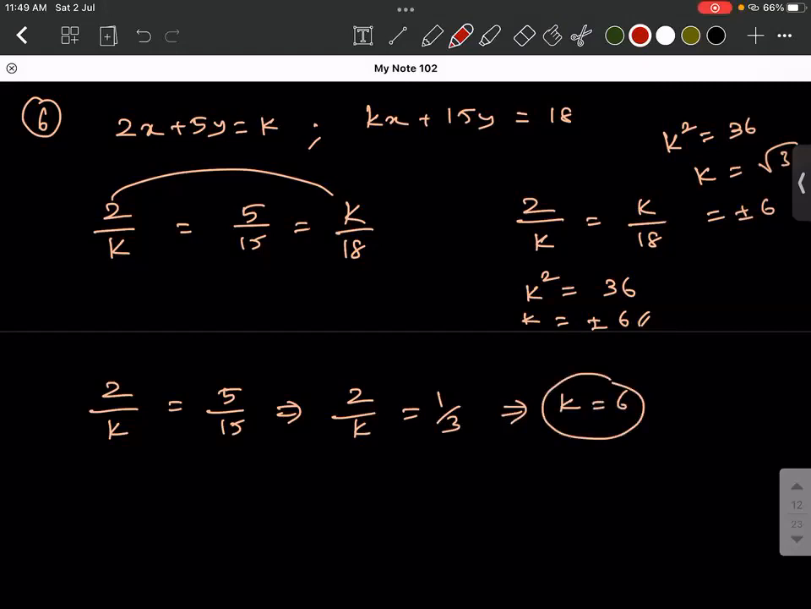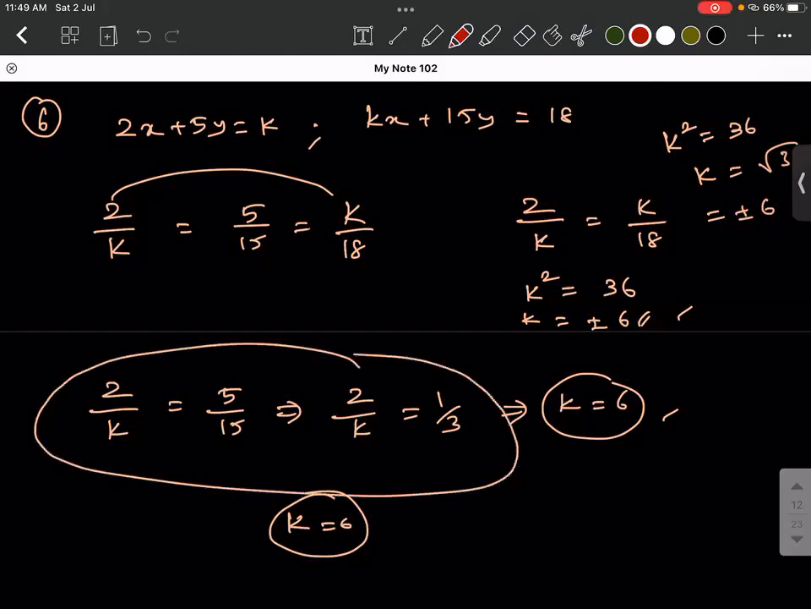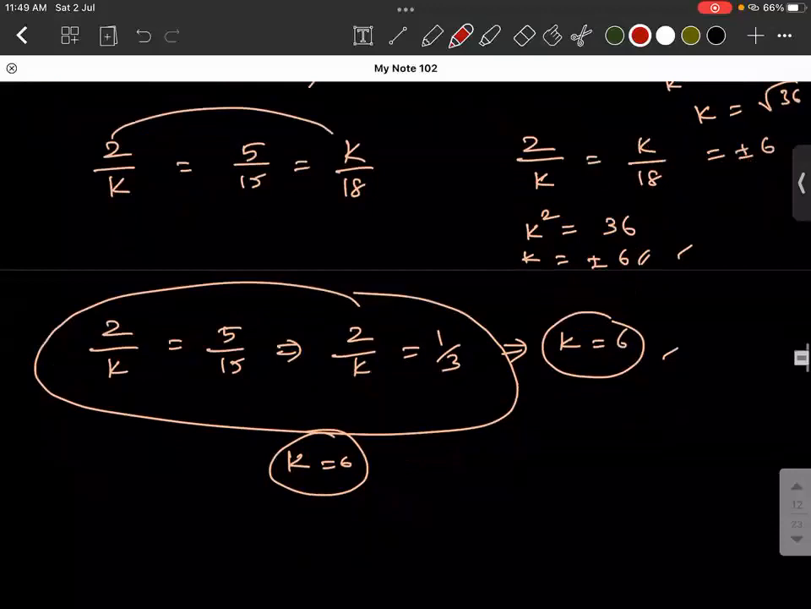It is 6. So among both the options that we have, which one is the common for both? 6. So the answer is k is equal to 6. Had this not existed, then you should have mentioned k is equal to plus or minus 6. So remember this point, whenever you are taking the square root of any number, you should always put a plus or minus. This is clear?